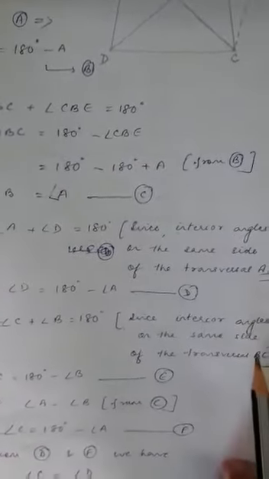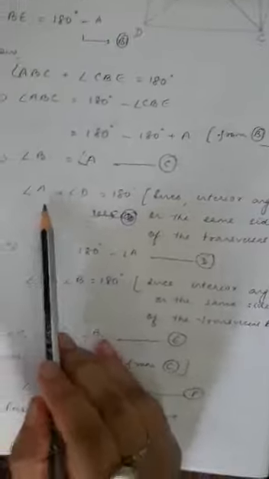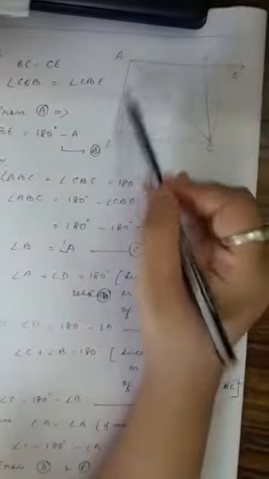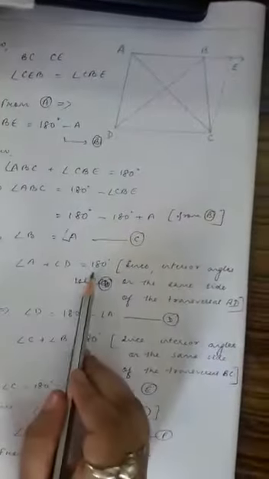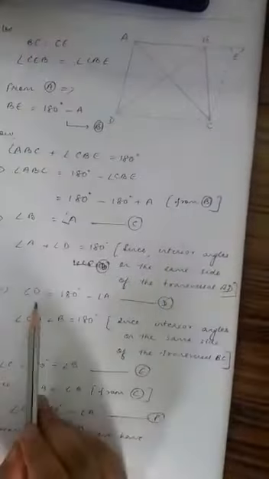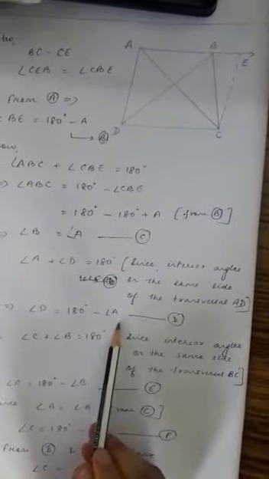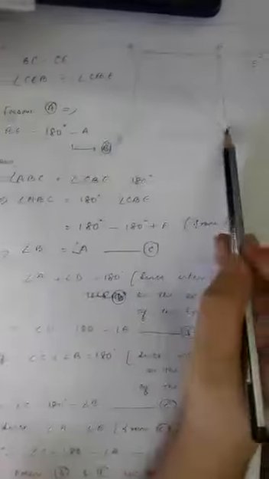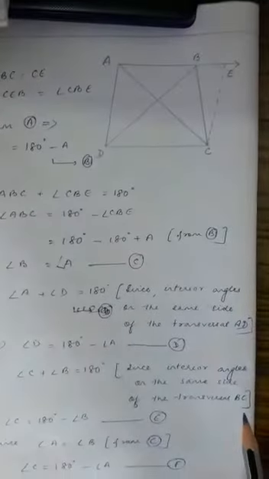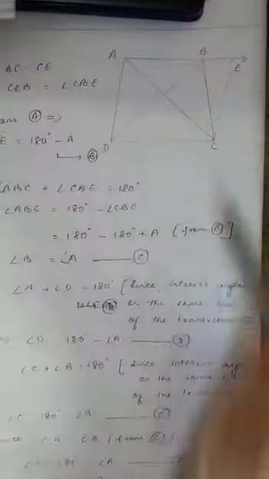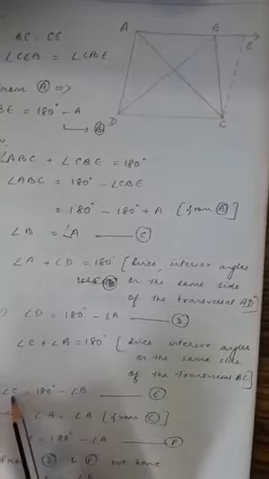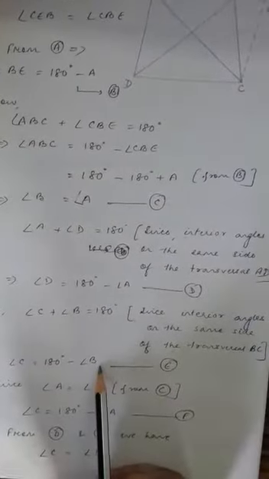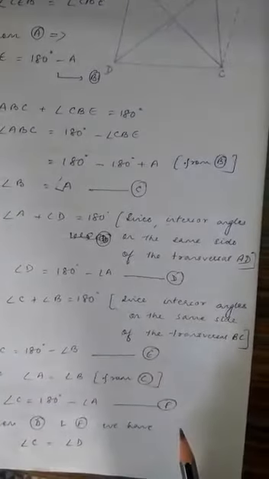Now, for the second proof, let us consider angle A plus angle D, which are the interior angles on the same side of the transversal AD. So angle A plus angle D will be 180 degrees. From here, angle D will be equal to 180 minus angle A, which we keep as equation D. Similarly, angle C plus angle B are the interior angles on the same side of the transversal BC. So angle C plus angle B will again be 180 degrees. Here, angle C will be 180 minus B. Keep this as equation number E.